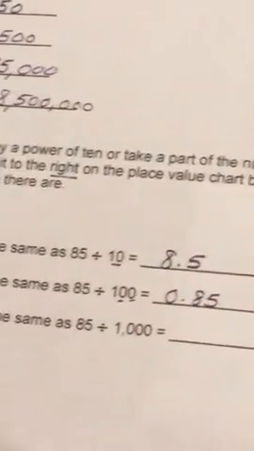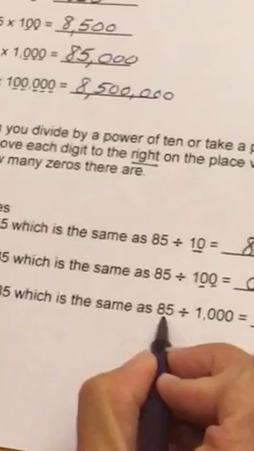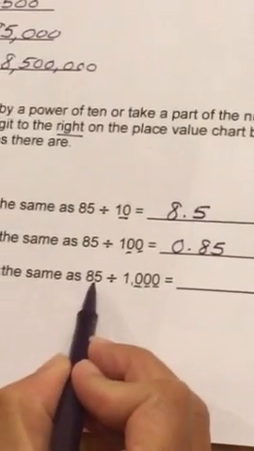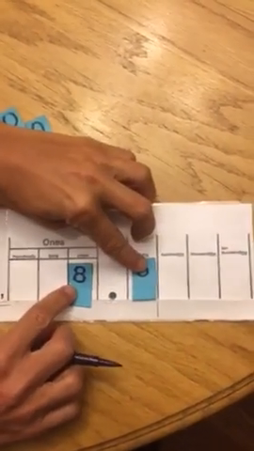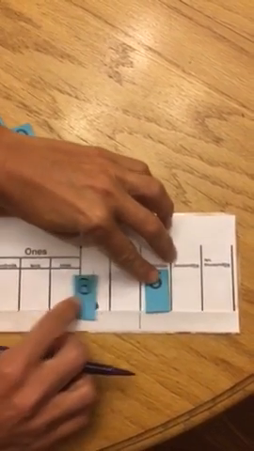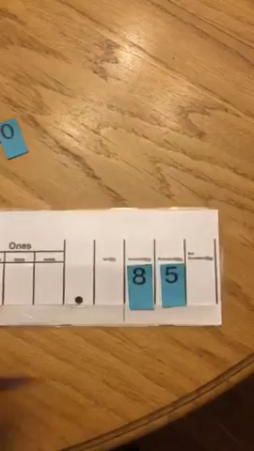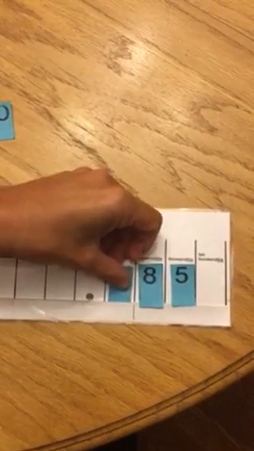And for the last example, I'm going to take a 1,000th of 85, which is the same as taking 85 divided by 1,000. Since there's three zeros, I'm going to move each digit to the right three places. So I'm going to start back at my 85, and I'm going to move it three places to the right. So here's one place, which is 10 times smaller. Second place, which is 100 times smaller. And then my third place, which makes it 1,000 times smaller. The tenths opens up, so I'm going to add my 0. So I end up with 85 thousandths, or 0.085.